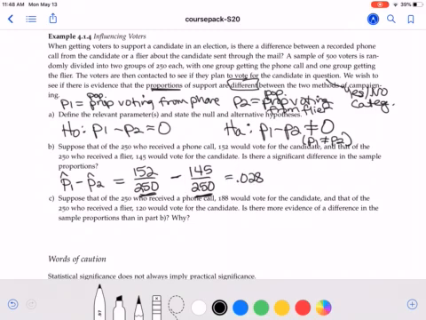So that doesn't feel like very much of a difference if we're talking about 250 people, and we don't have a very substantial difference here. So this would be a no, not a significant difference. The difference here is negligible.